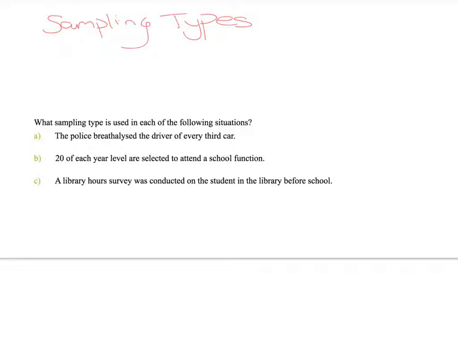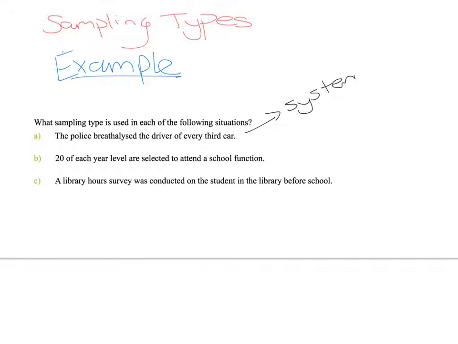Okay, so let's just do an example. This is going to be an example for sampling types. Let's have a look. So just having a look at what sample type is used in each situation. The police breathalyze the driver of every third car. So every third car, they go 1, 2, 3, that car, 1, 2, 3, that car. So that's systematic sampling, definitely.